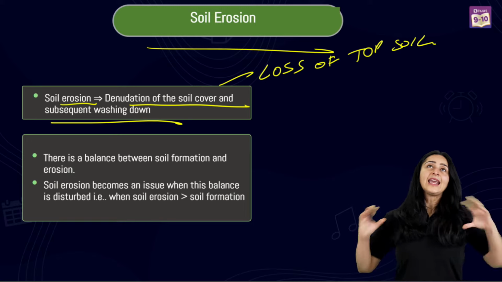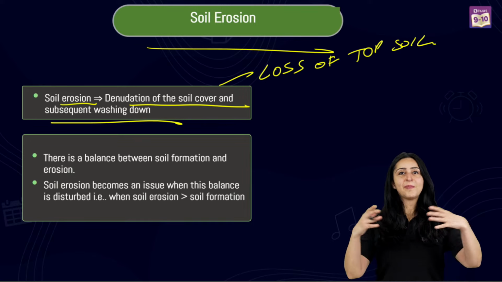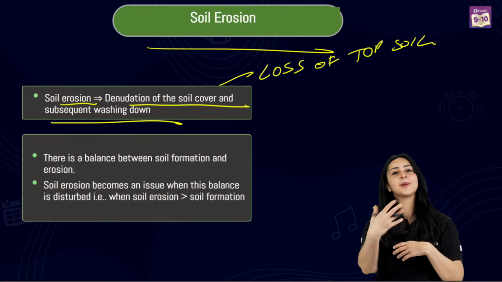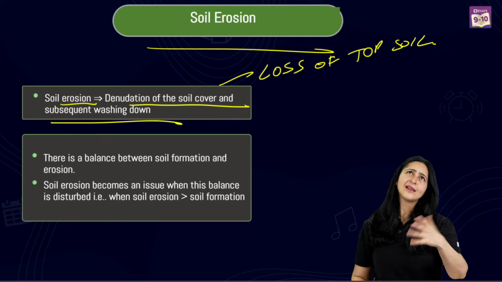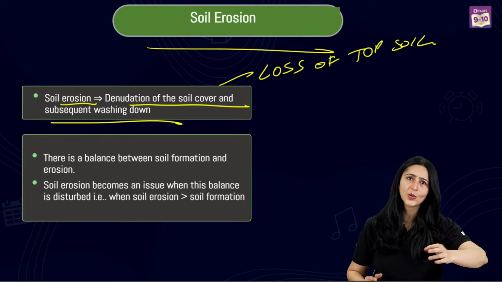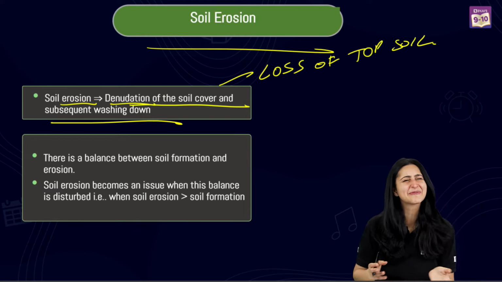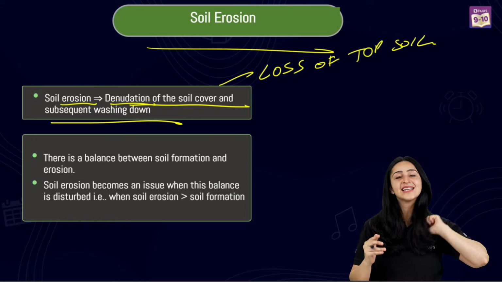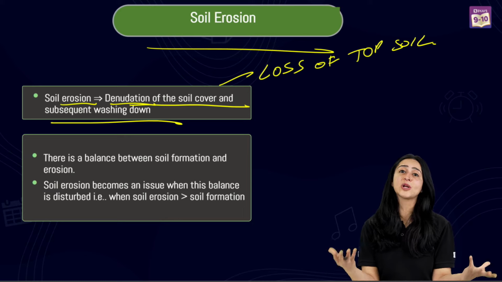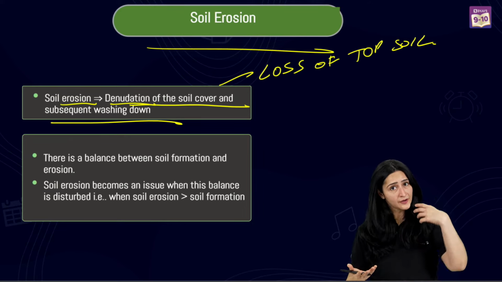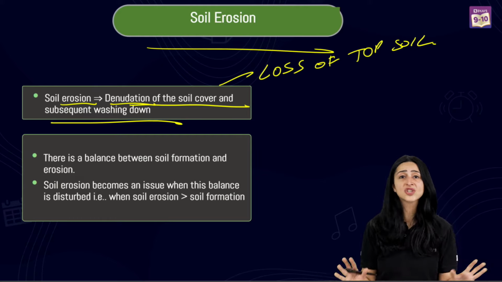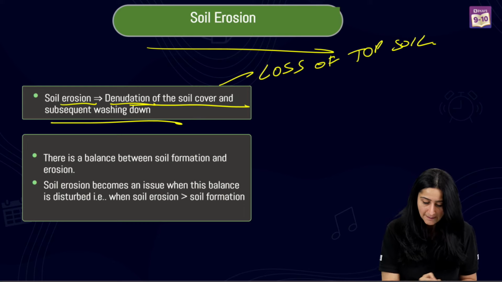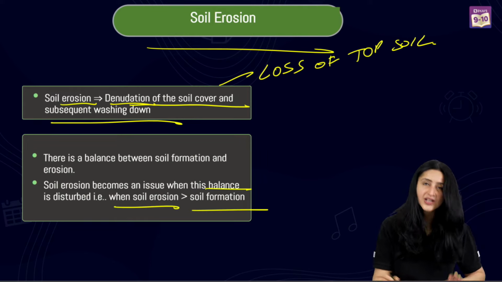Now, in nature, you should know that there is always a beautiful balance. You know, nature always has this beautiful way of things getting over and then replenishing themselves, right? Denudation of soil and then soil formation. So what I'm trying to tell you is that nature has this beautiful balance, and both these processes happen in nature, which is soil formation as well as soil erosion. It is natural for this to happen. But all is well until these two are in perfect balance with each other, soil erosion and soil formation.